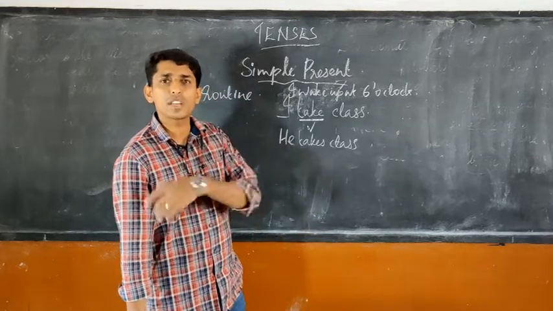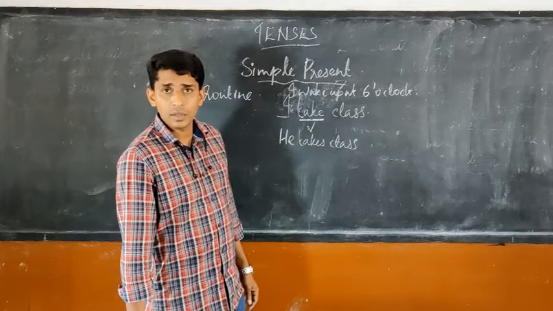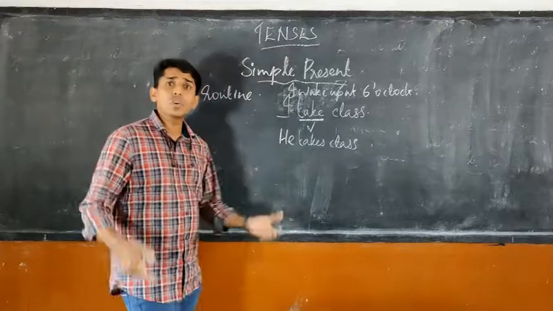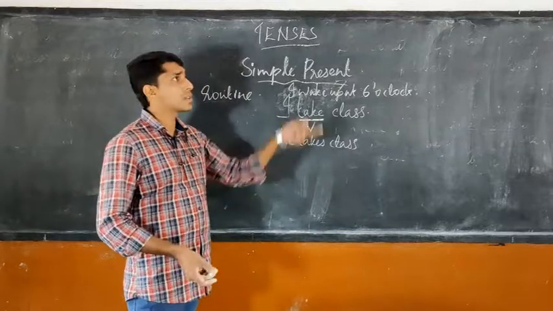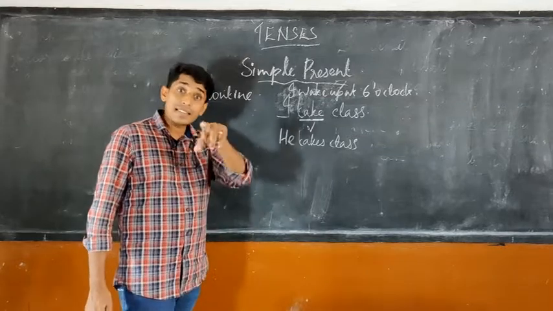Does it mean I go to church? Simple present. I go, the verb is in present form. That means every Sunday I am going. That is my routine. And there are some universal truths. What are the universal truths? The sun rises in the east.